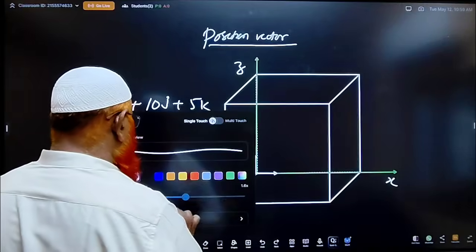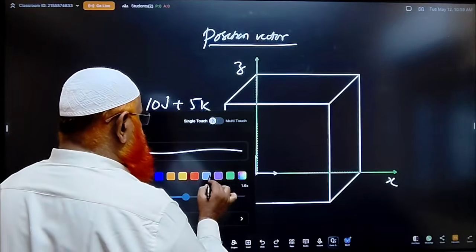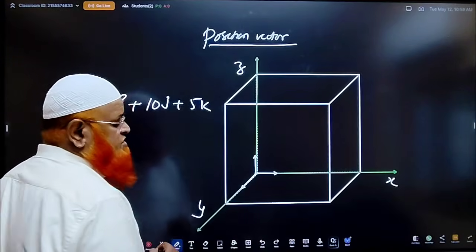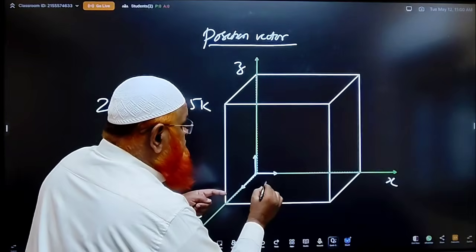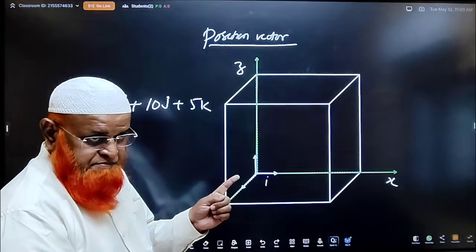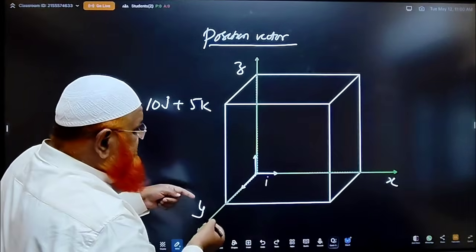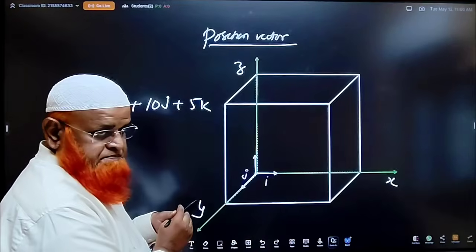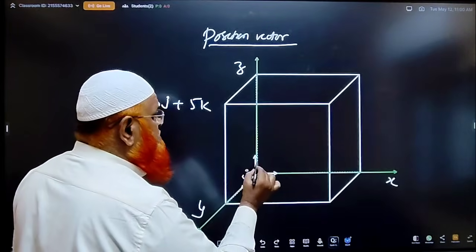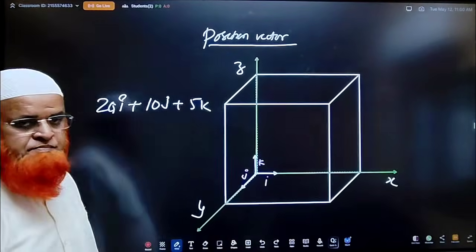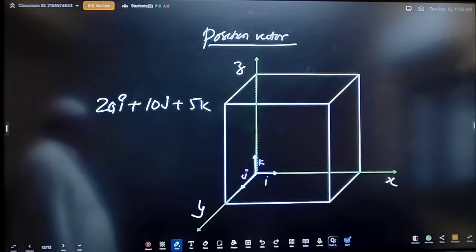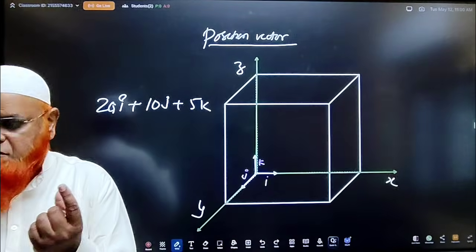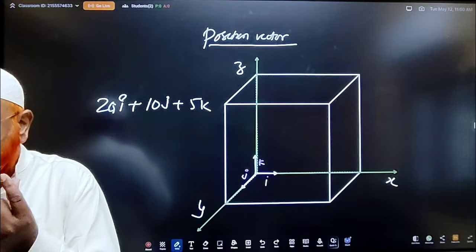So what are these unit vectors actually? Along the x-axis there is one vector which is called i. On the y-axis in this direction there is one vector called j. And on the z-axis there is one vector which is called k. This one unit amount is called one unit vector.